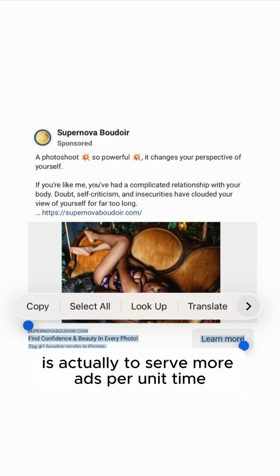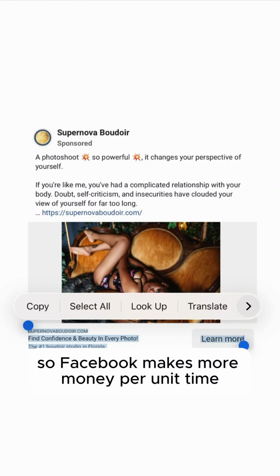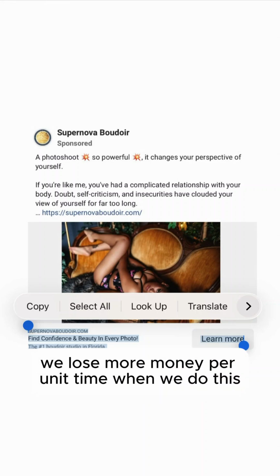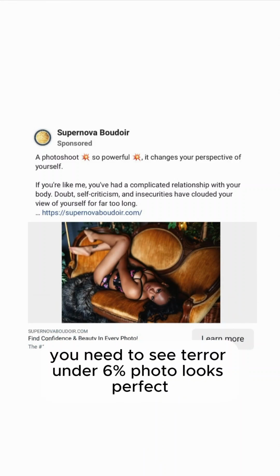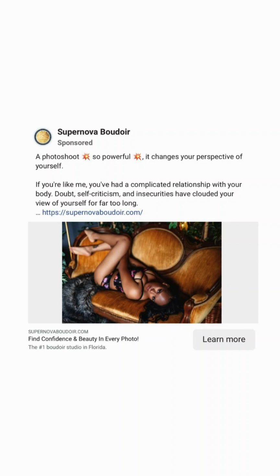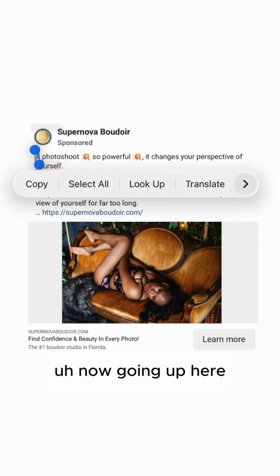Now, what Facebook gets is actually to serve more ads per unit time. So Facebook makes more money per unit time. We lose more money per unit time when we do this, and this is pulling our unique CTRL under 6%. Photo looks perfect. Now, going up here.